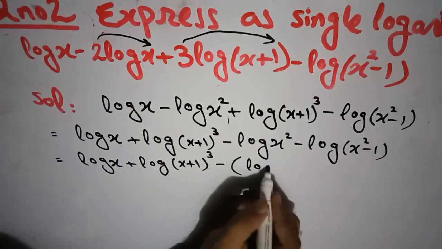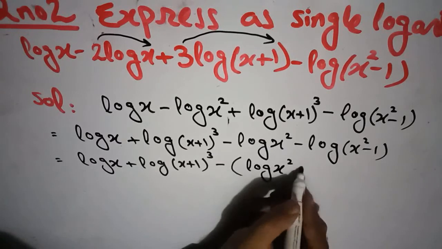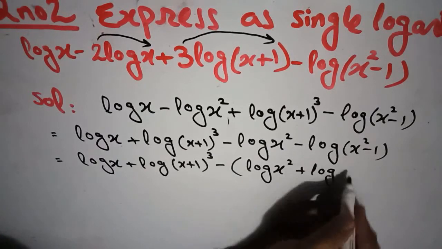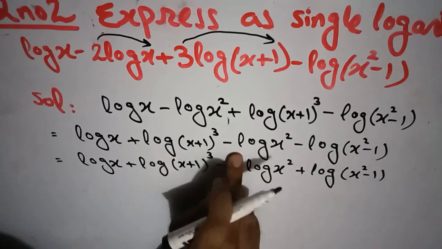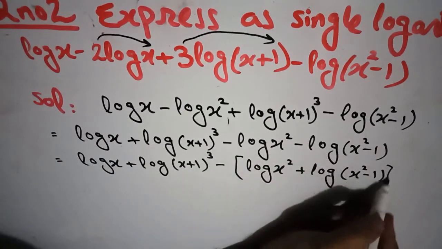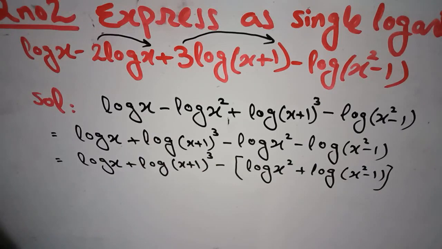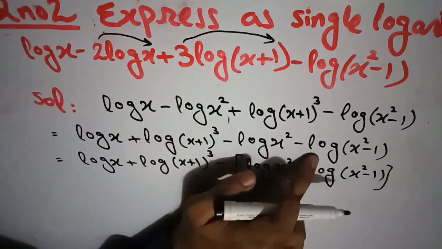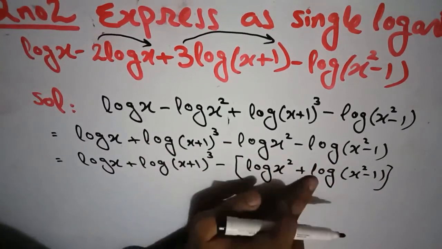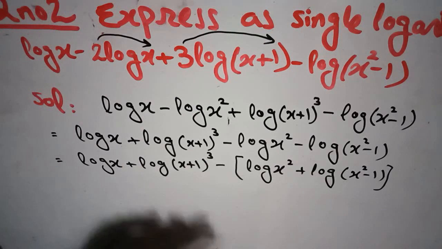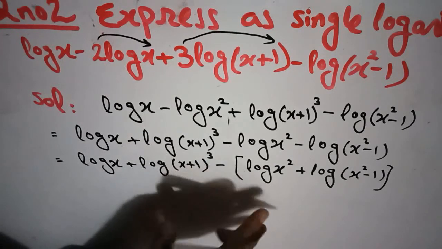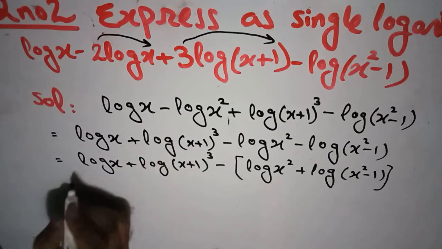It will become minus [log x square plus log x square minus 1]. Okay, you will write it into square braces. Because we are taking the negative sign common, both of these values become positive. So why am I doing these steps? Because I have to represent the whole value as a single log.